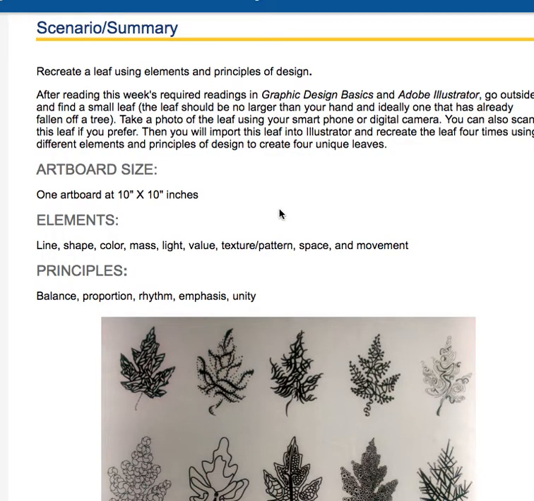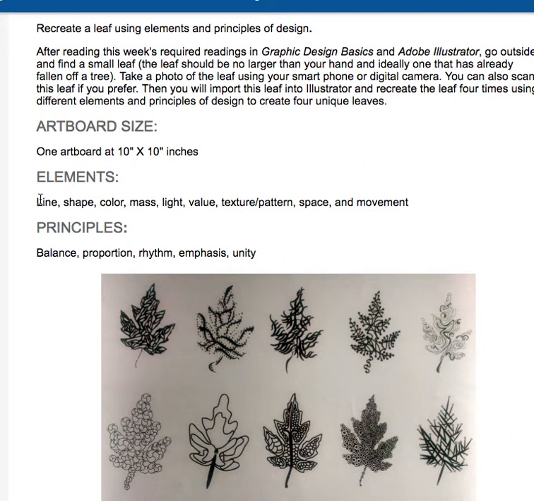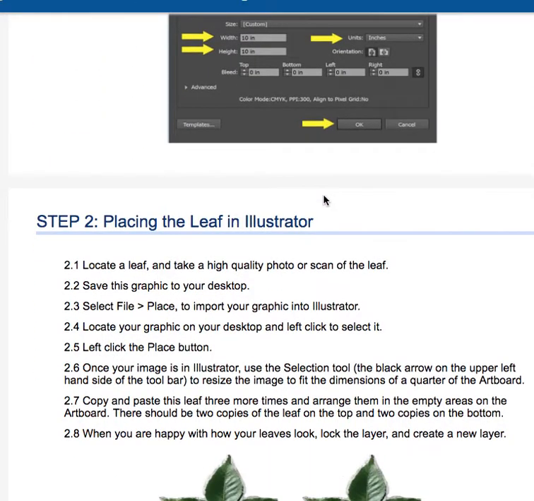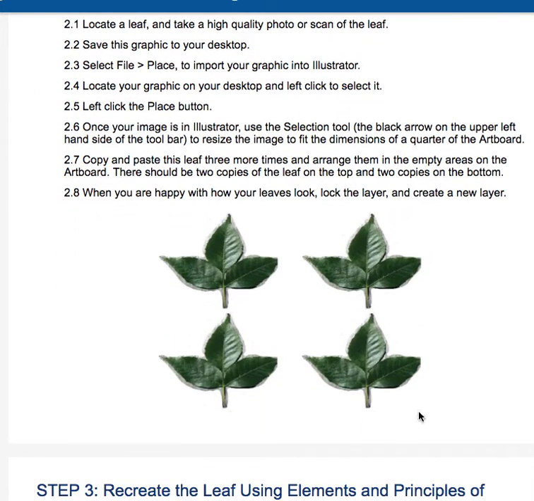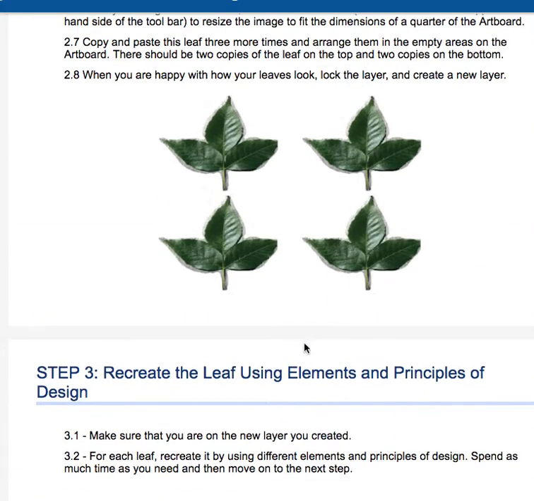Hey class, I just wanted to show you some examples and clarify some of the week 3 iLab leaf requirements. So you see that we have one artboard here, and basically you want to create 4 different sections for your 4 leaves, and it talks about what elements and principles you want to go over, and how to scan your leaf or take a picture and how to create this kind of configuration in Illustrator. So this is what it's going to look like, and then the specs are 10 by 10.